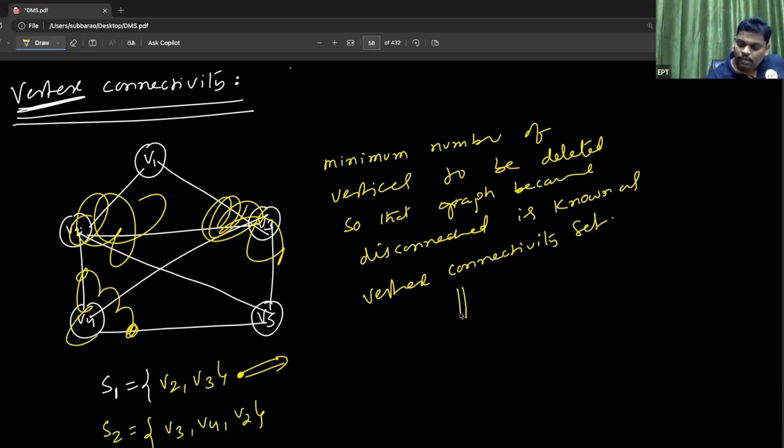Next one. How many vertices you deleted? That number is called the number of vertices. Minimum number of vertices to be deleted so that the graph becomes disconnected is known as the vertex connectivity set. How many vertices are there? That number is called the vertex connectivity number.